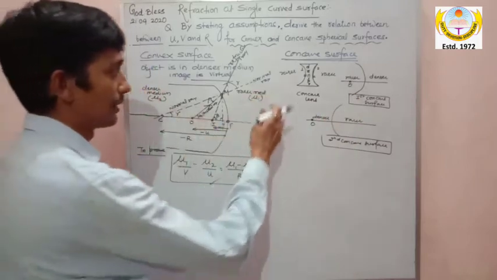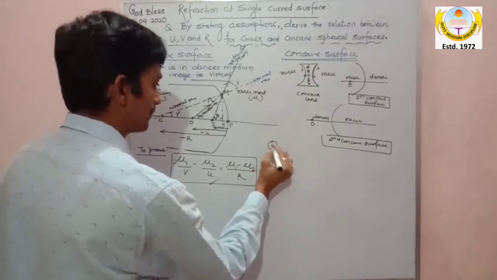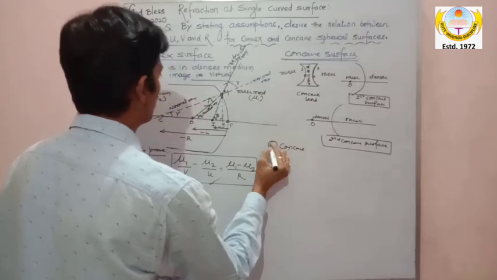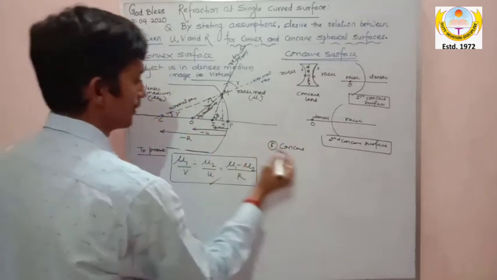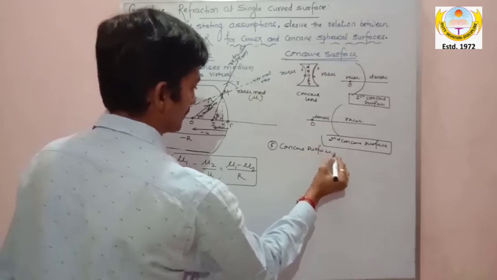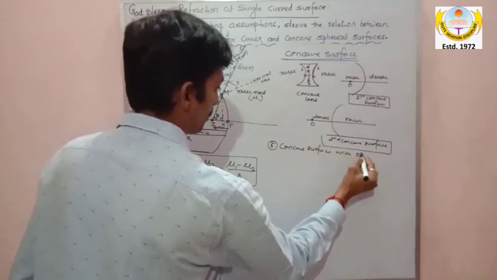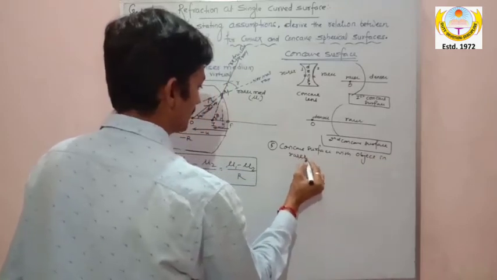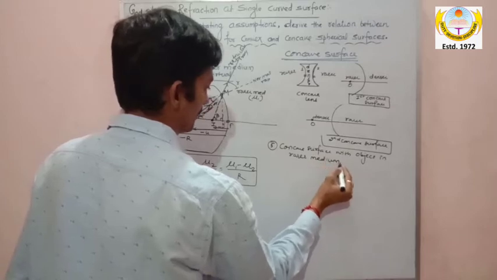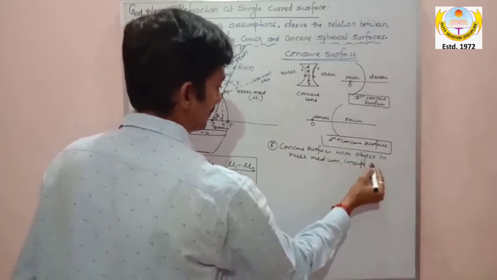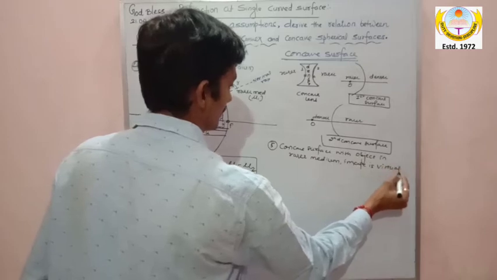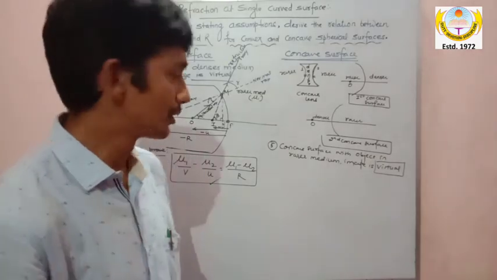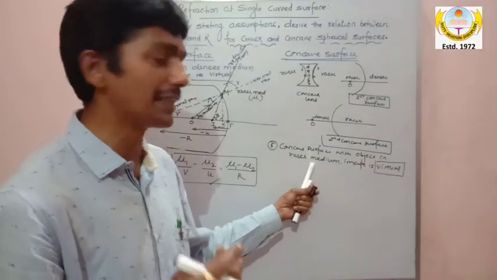I hope it is clear. So let us see that. I am drawing the concave surface, question number 5, because this is question number 4. Concave surface with object in rarer medium, image is virtual. Now you all know that for concave the image is only virtual. So therefore there are only two questions, by changing the placement of the object.